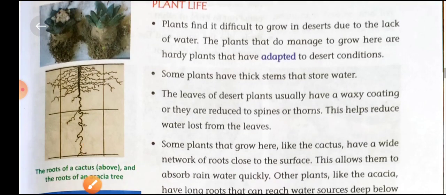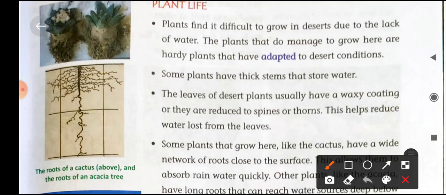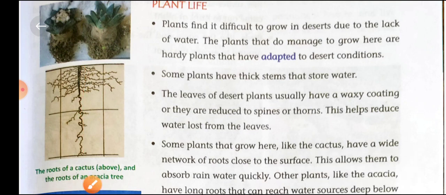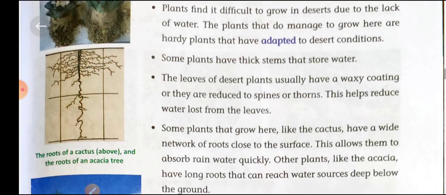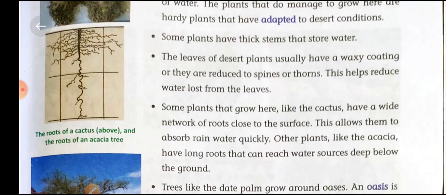Some plants, like cactus, have a wide network of roots close to the surface. Cactus roots go along the surface of the earth. This allows them to absorb the rain quickly. Other plants like acacia have long roots that reach water sources deep below the ground.